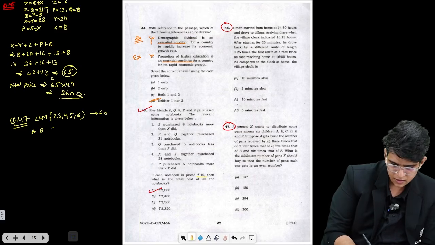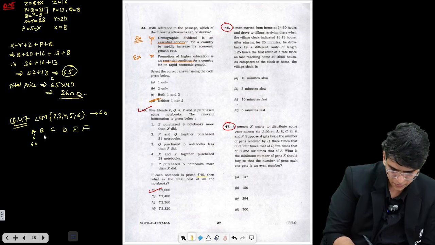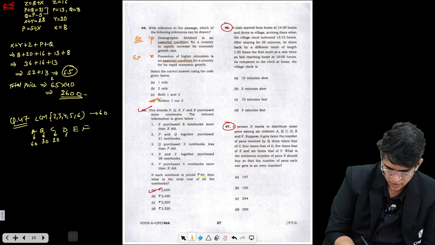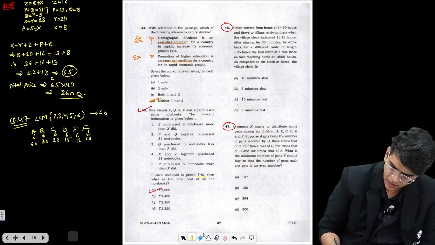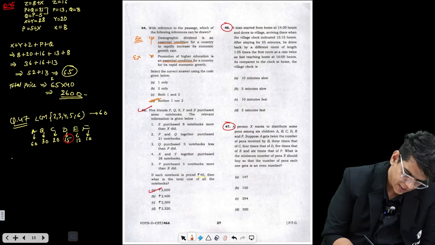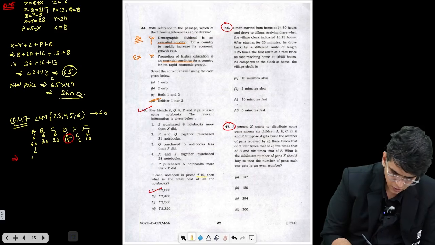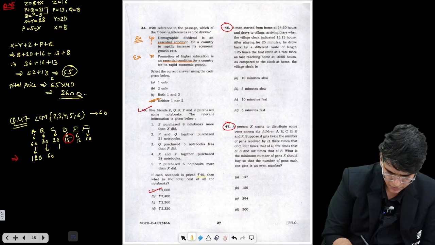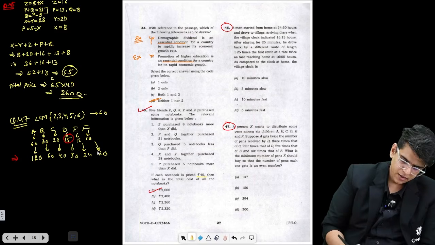A, B, C, D, E, F. If A gets 60, then B will get 30, this will get 20 by 3, this will get 15, by 5, 12, by 6, 10. But we need all the values to be even. This is not even. So next we will try the next multiple of 60, which is 120. So 120, this will become 60, this will become 40, this will become 30, this will become 24, and this will become 20. Now all of these are even numbers.